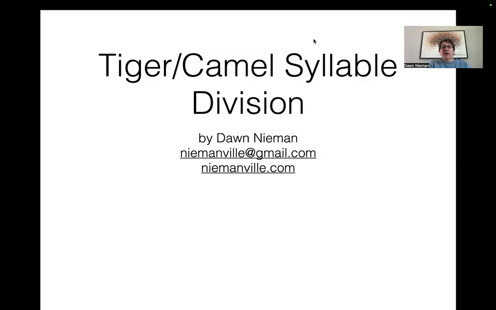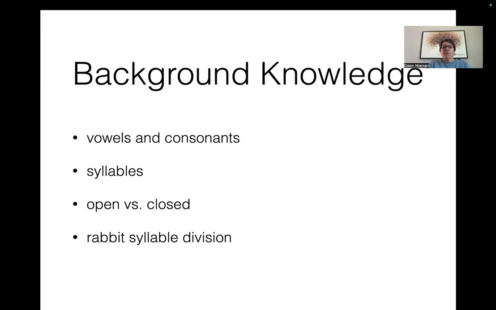Before you go and teach your students about tigers and camels, make sure you are positive that they know the difference between vowels and consonants and what they are. Don't assume that. Make sure that they know the term syllables, and at the very least, that they know open versus closed. If you refer to my YouTube channel, you will see that rabbit syllable division has already been uploaded.